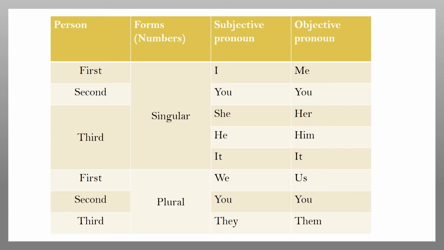Then the first person plural, subjective pronoun we, objective pronoun us. In second person plural, subjective pronoun you and also the objective pronoun you. And third person plural, subjective pronoun they and the objective pronoun them.